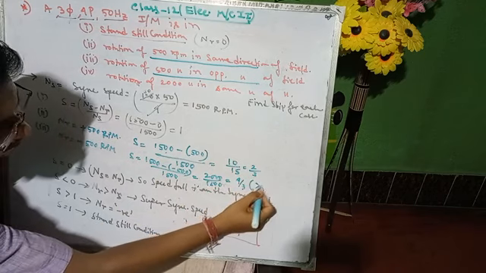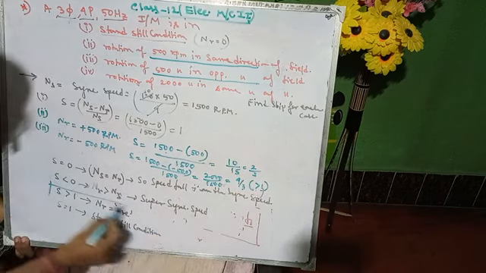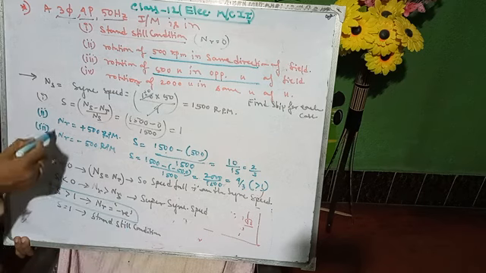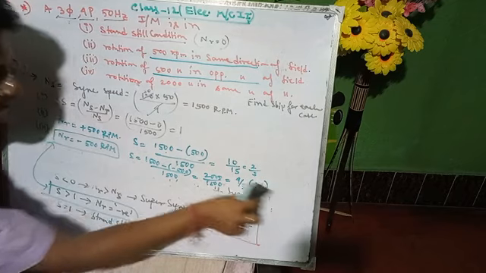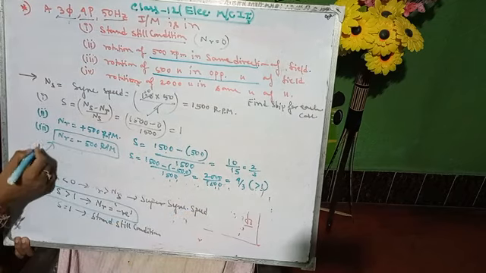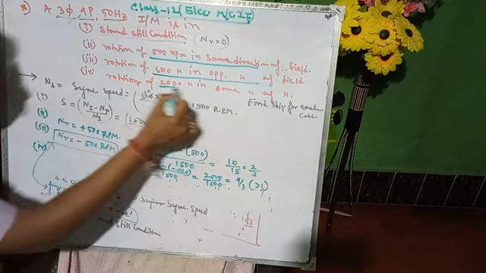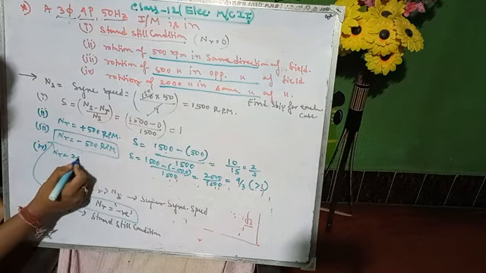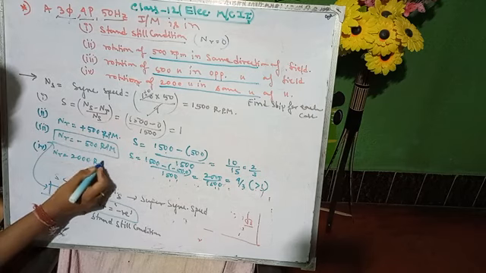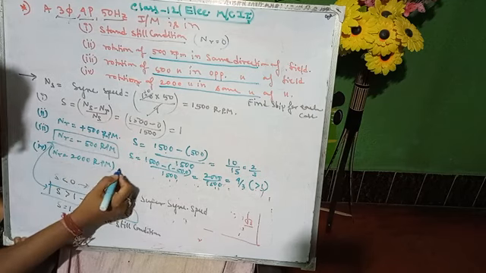It is greater than 1, right? So for s greater than 1, nr is negative. See, here nr is negative, right? So this concept you have to verify. Now the fourth case. Fourth case means rotation of 2000 rpm in the same direction. That is nr equals 2000.